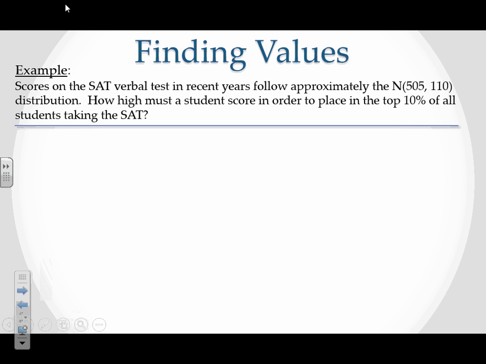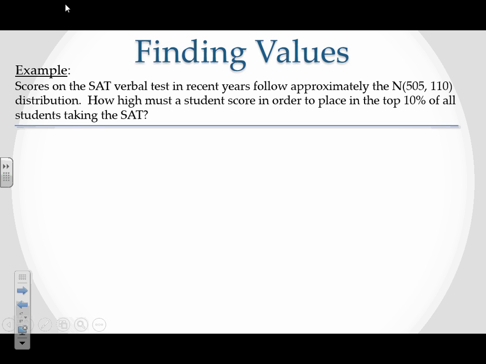So we're going to take a look at a quick example here. Scores on the SAT verbal test in recent years follow approximately the normal distribution with a mean of 505 and a standard deviation of 110. So how high must a student score in order to place in the top 10% of all students taking the SAT? Okay, so we want to know what score you would have to get on this SAT verbal portion to be considered in the top 10% of all test takers.